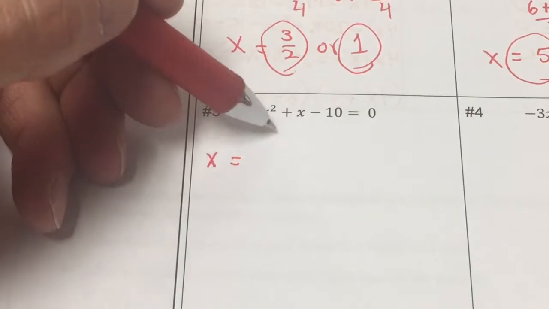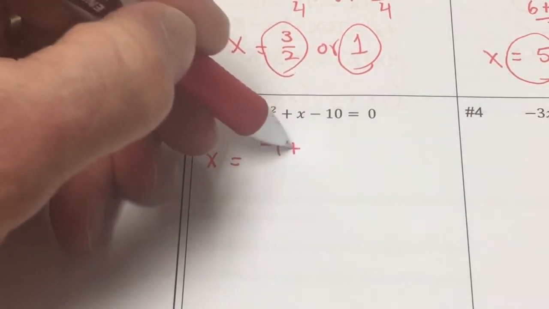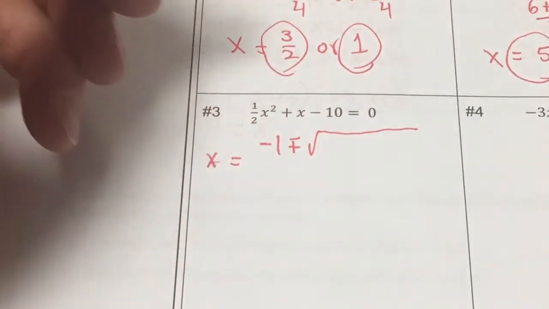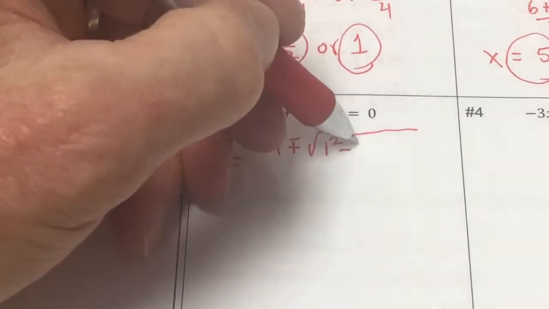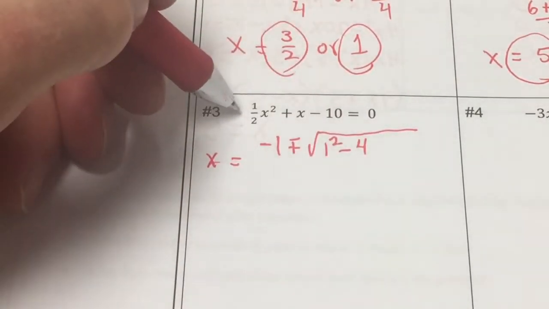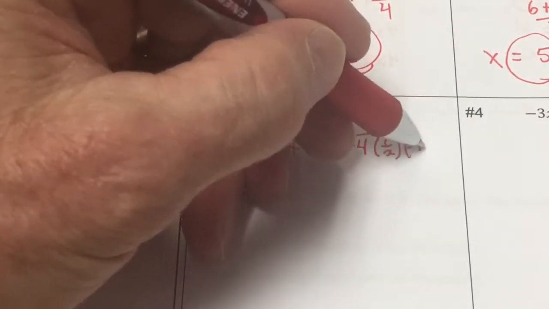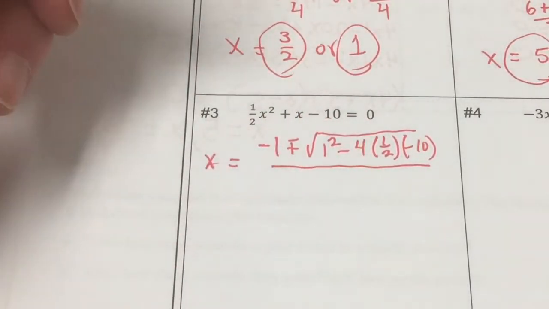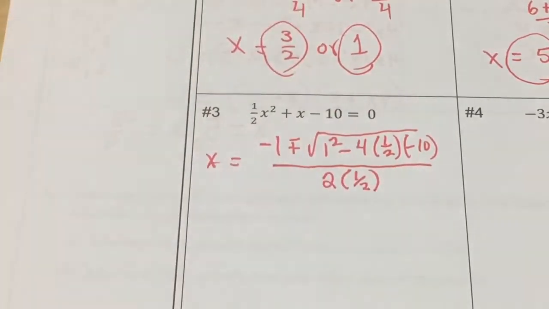The opposite of b is positive 1, so the opposite of that is negative 1, plus or minus the square root of b squared, which is just going to be 1 squared, and minus 4 times a, which is a half, and times c, which is negative 10. And that whole thing is going to be over 2 times 1/2.